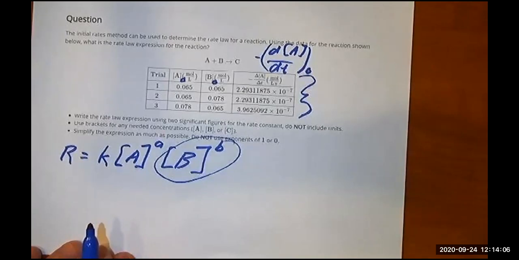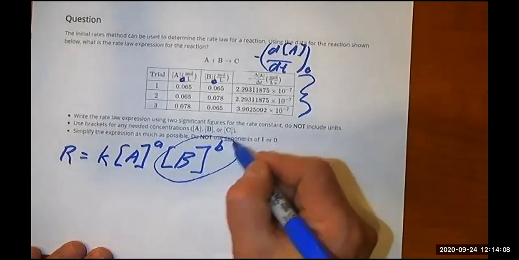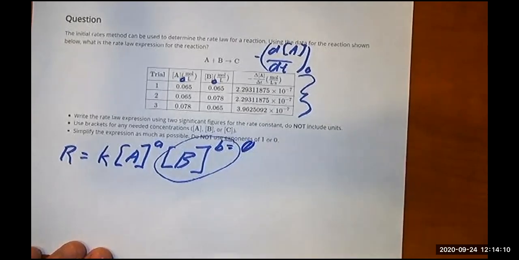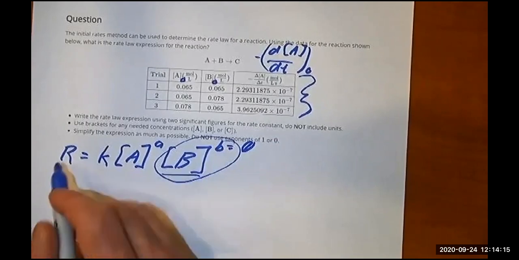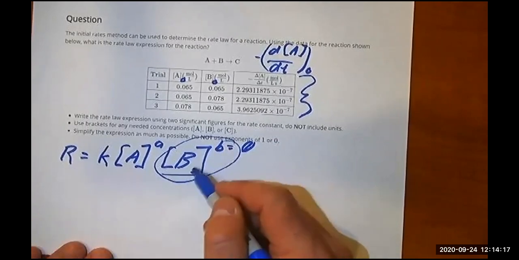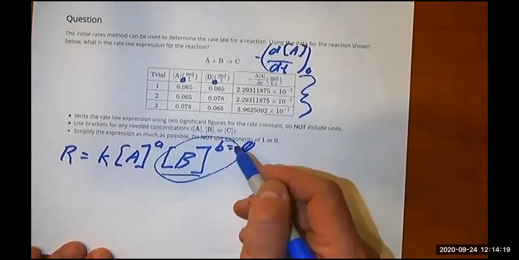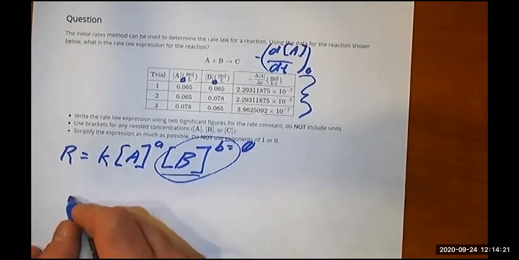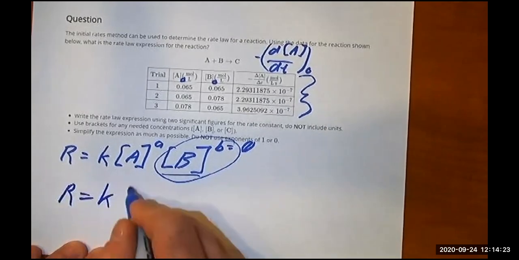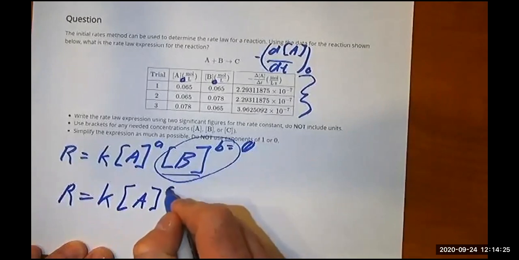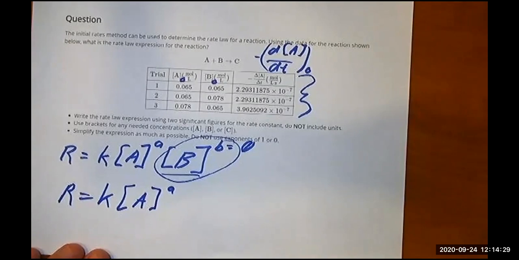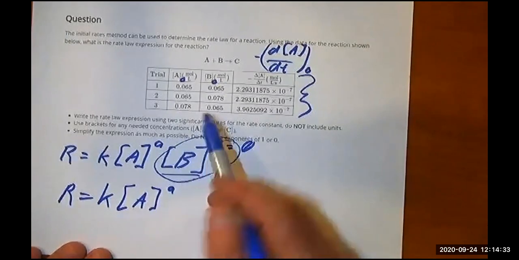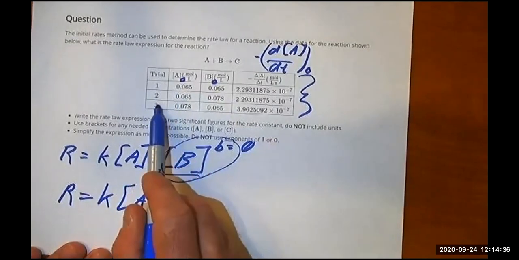Yep, someone from the chat says that B has to be 0. Right. So if the concentration changes, but the rate doesn't, then we need to raise B to the 0th power so that it just drops out. So our rate is K, concentration of A, to the A power. Make some sense? Okay. So now let's look at the case of comparing reaction 1 to reaction 3.